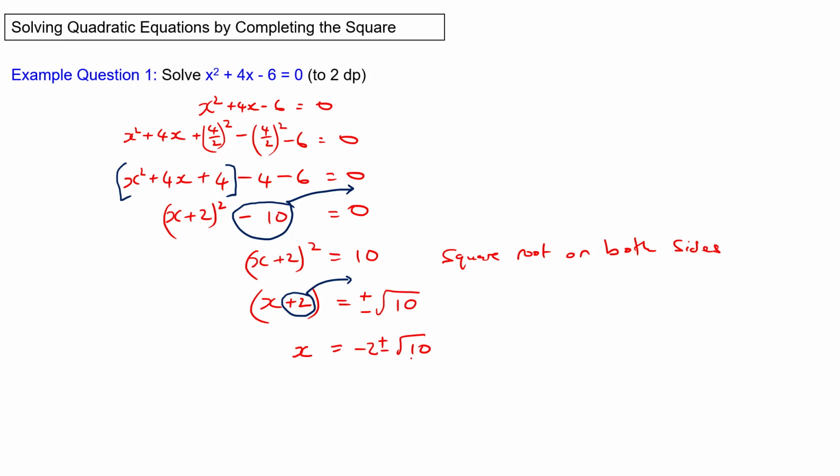Now, I'm quite happy with this answer because we've got it in surd form. However, they want us in 2 decimal places. So we've got to split it up and then put it in our calculator. So that's equal to minus 2 plus the square root of 10, or minus 2 minus the square root of 10. We plug each one into our calculator to get x as equal to either 1.16 or minus 5.16. So those are our solutions.